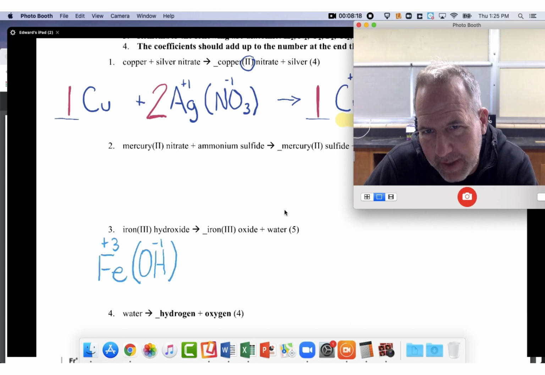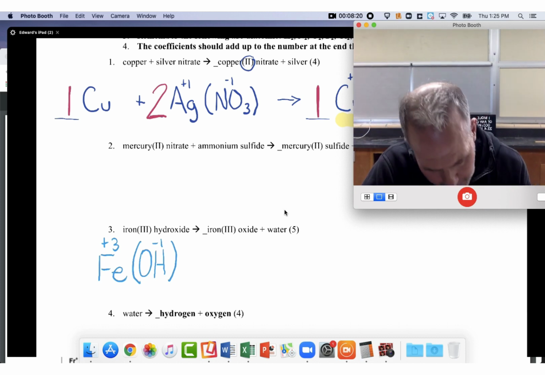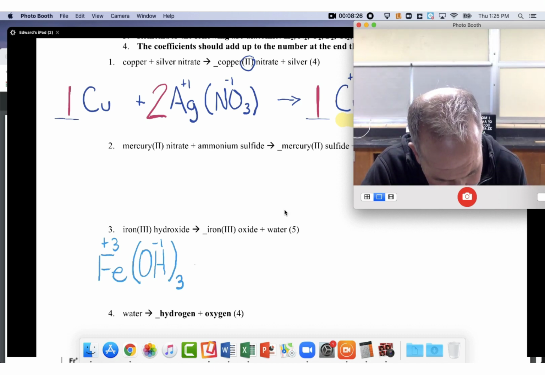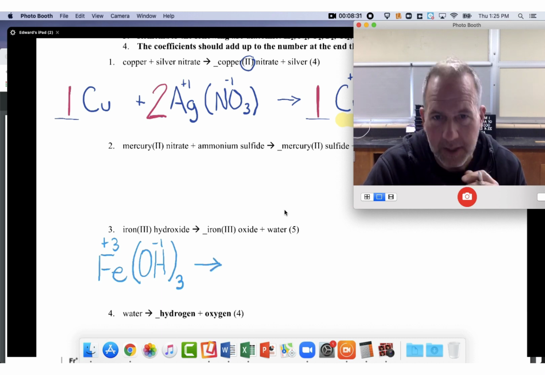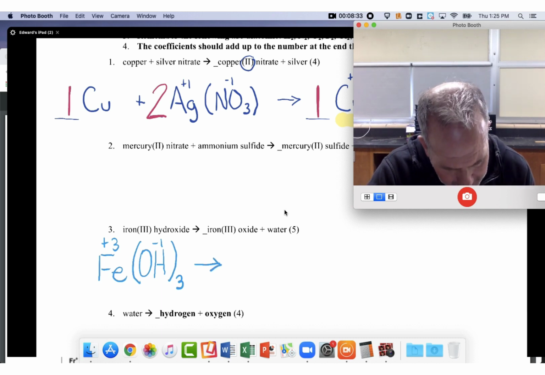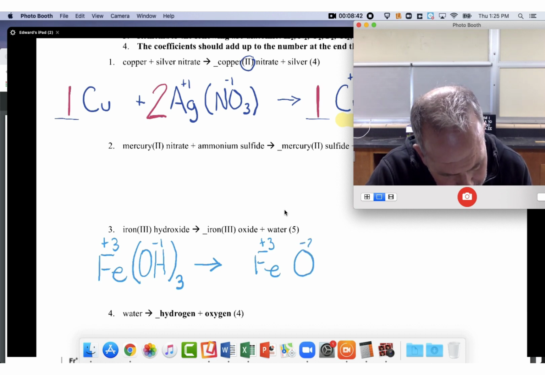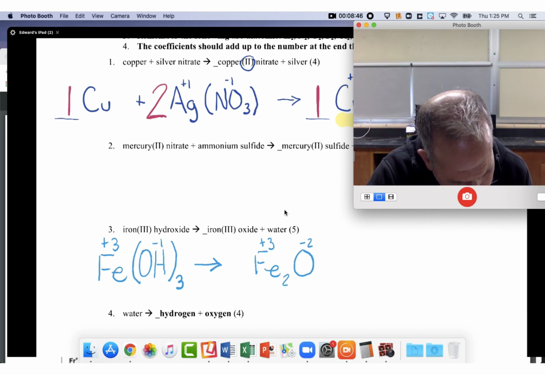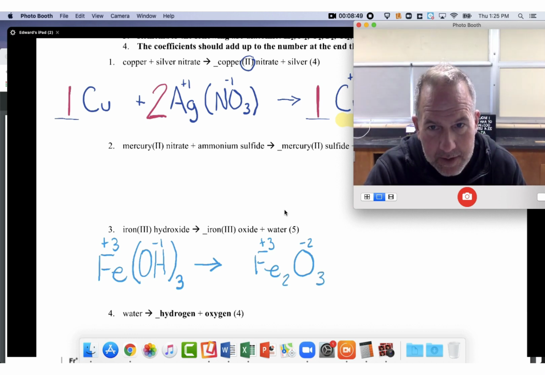Isn't that nice? Look how pretty that is. Crisscross 3. I could put a 1 there, but I'm not going to do that. And then we have our arrow. This is called the yield arrow. And so it's showing us what it's changing into. And it changes into Fe plus 3 and oxide. And we all know oxide is oxygen, and oxygen has a minus 2 charge. Okay, crisscross 2, 3. Remember to crisscross.